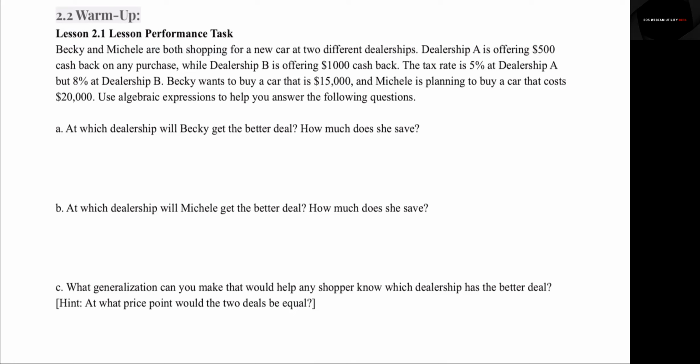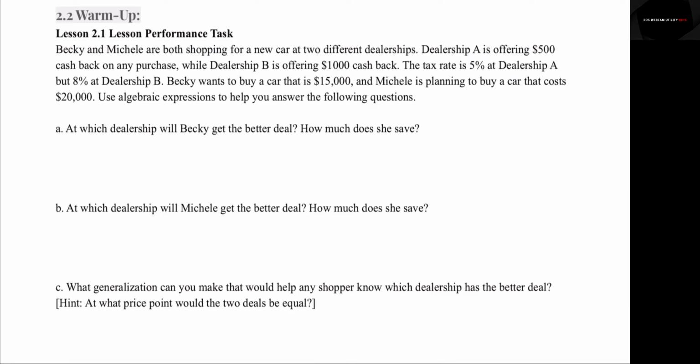But we got Becky and Michelle. They're both shopping at a different dealership. Dealership A is offering $500 cash back, and dealership B is offering $1,000 cash back. Now, the tax rate at dealership A, it could be in a different county, is 5%, and dealership B is at 8%. So in this case, Becky is buying a $15,000 car, and Michelle is buying a little more expensive car, $20,000. Does it make a difference where they should get the car?